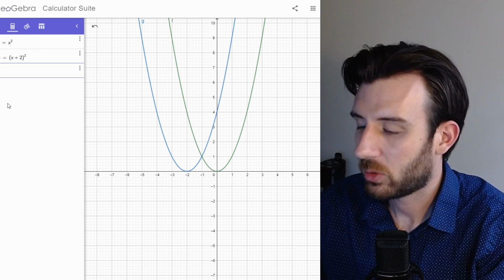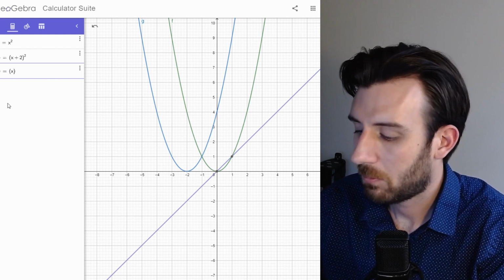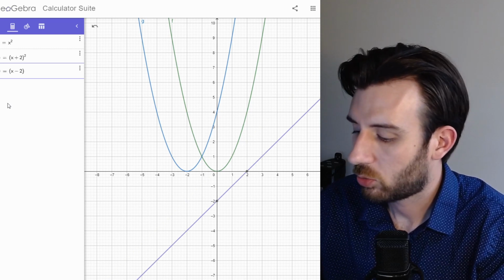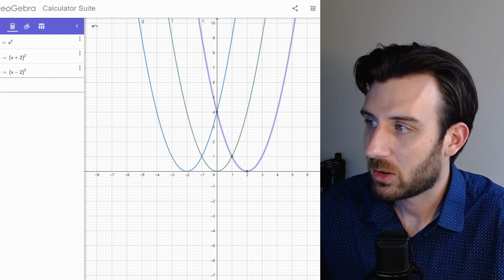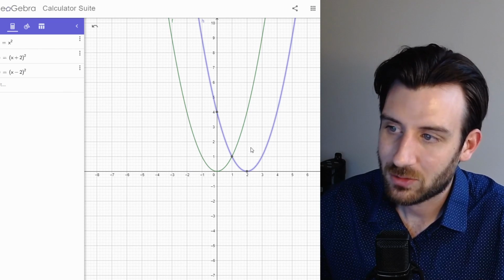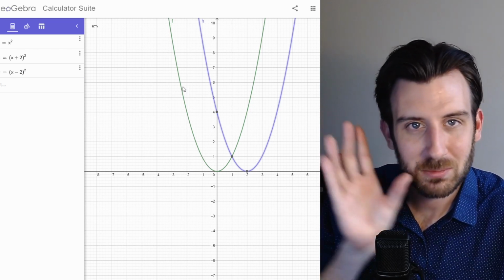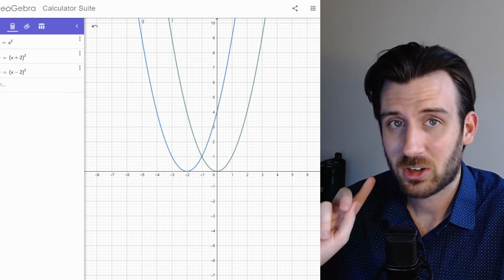Okay, so let's maybe call this one h. We'll call this one h, and we'll say that this is going to be x minus 2 squared. Oh, there we have it. That's our purple. So if I take away 2 from the x, that's really shifting it over to the positive 2. It's like I took everything from my picture and I just moved it over. Interesting.